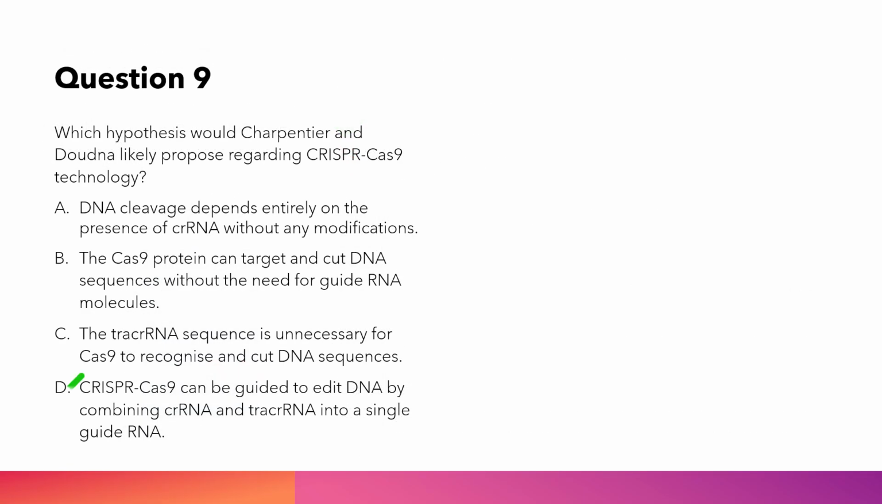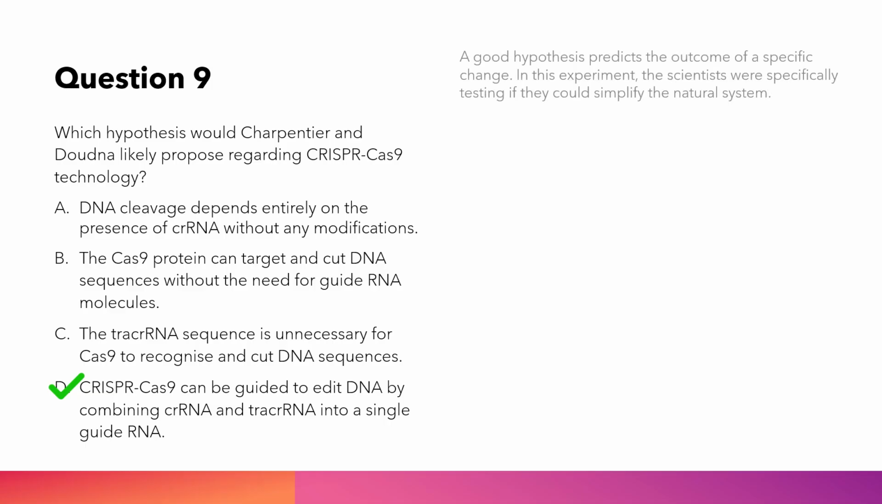The correct option is D. CRISPR-Cas9 can be guided to edit DNA by combining crRNA and tracrRNA into a single guide RNA. Logic behind the hypothesis. A good hypothesis predicts the outcome of a specific change. In this experiment, the scientists were specifically testing if they could simplify the natural system. The before: in nature, condition 2, the system uses two separate RNA molecules, crRNA and tracrRNA.